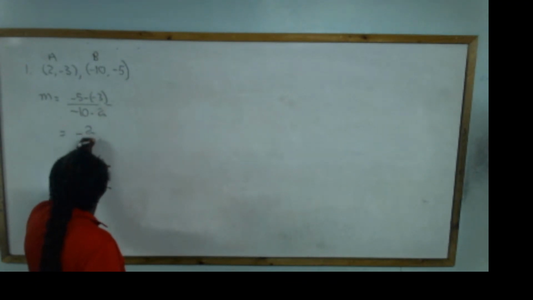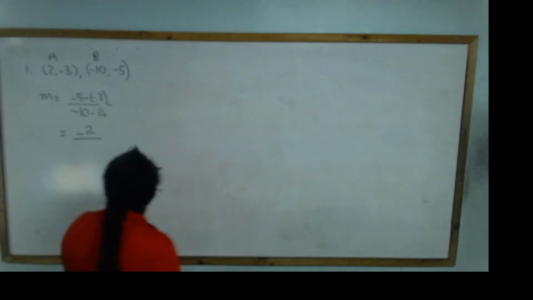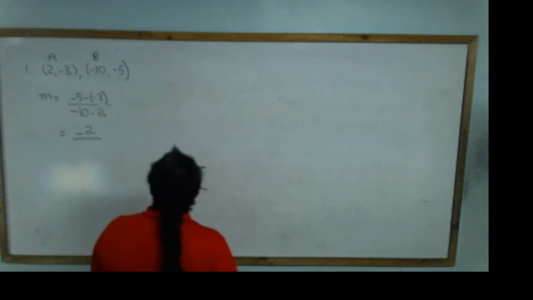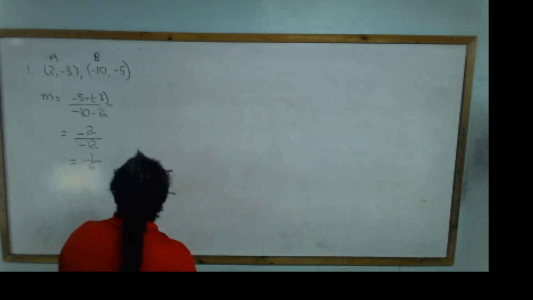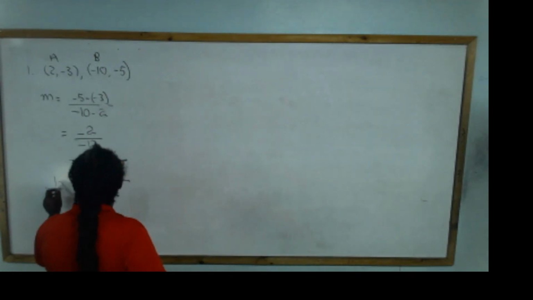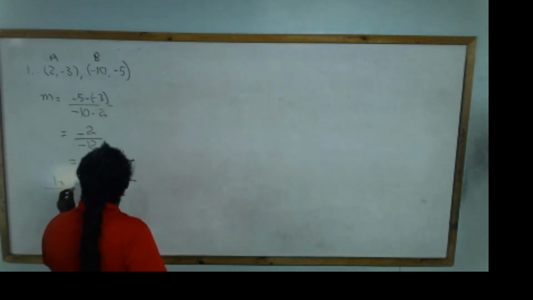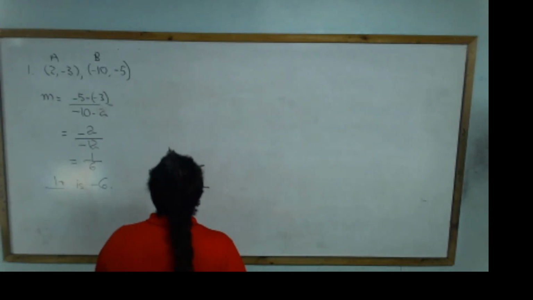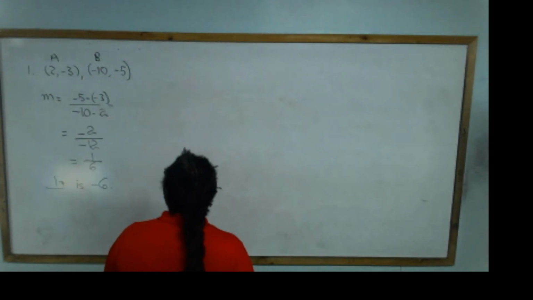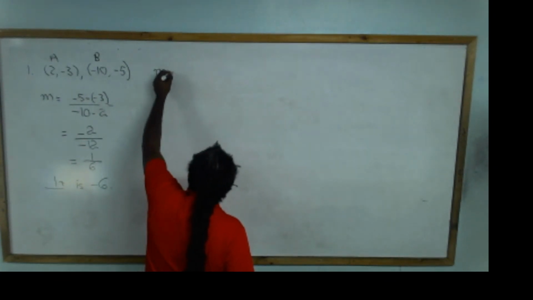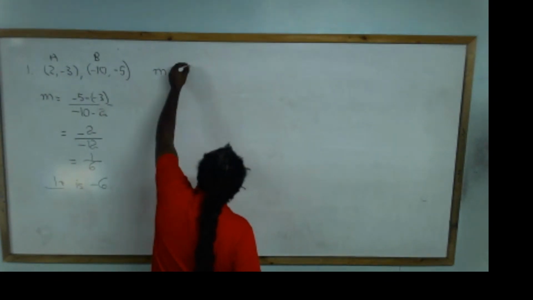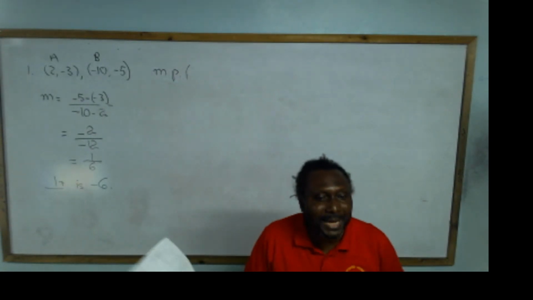Negative 2 over 8. Negative 2 over 12? Oh, no, it's negative 10 over negative 12, which is equal to 5/6. And the perpendicular gradient would be negative 6/5. And then what do you need for a perpendicular bisector? Midpoint. It is the bisector, that means it must be halfway between them.